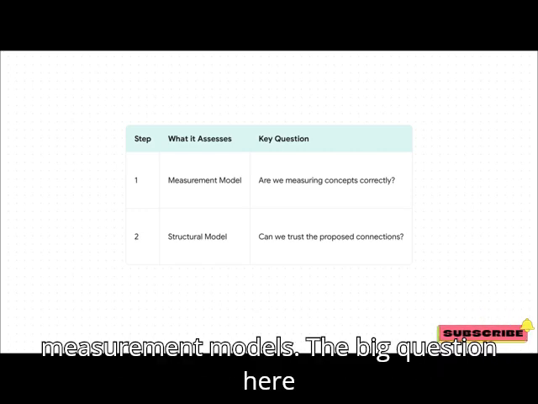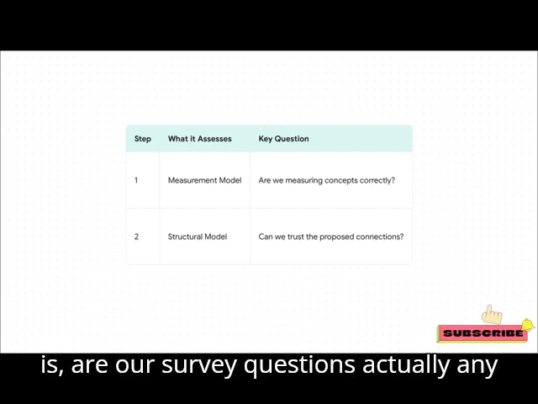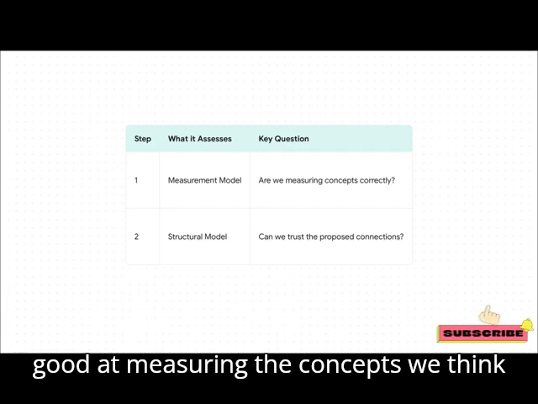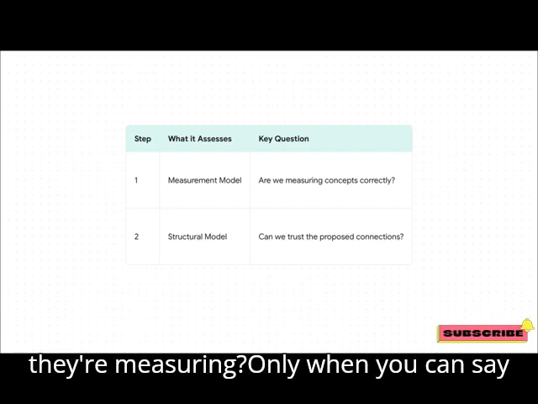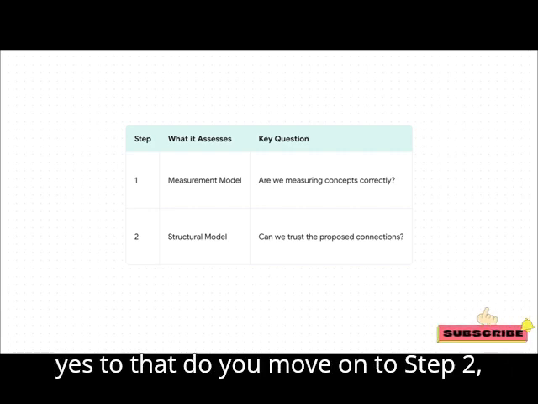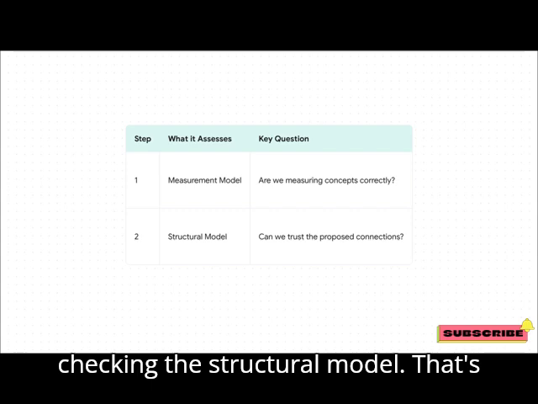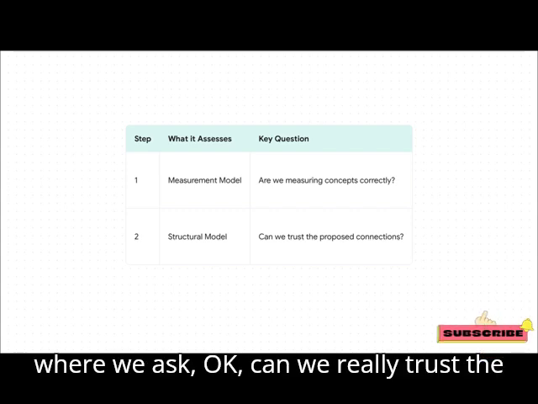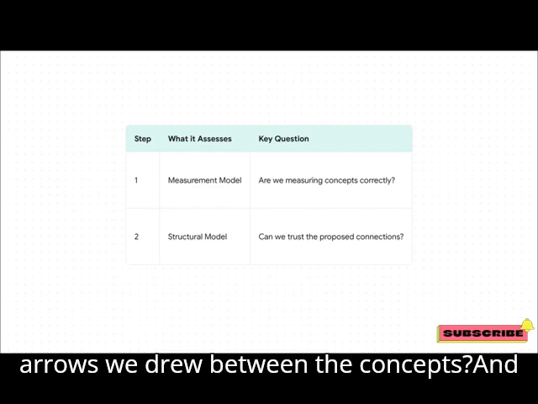First, you check the measurement models. The big question here is, are our survey questions actually any good at measuring the concepts we think they're measuring? Only when you can say yes to that do you move on to step 2, checking the structural model. That's where we ask, okay, can we really trust the arrows we drew between the concepts?